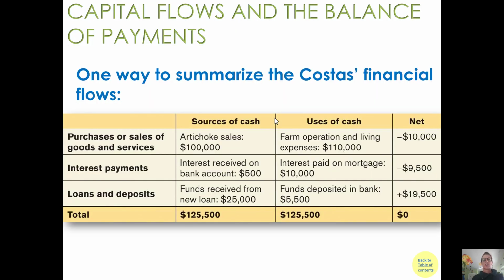So one way to summarize the Costas' financial flows is this way. They've got sources of cash, uses of cash, and net. We think about it in terms of purchasing goods and services. This would be akin to imports and exports, right? We've got interest payments between this family and other businesses or families, and a country has the same thing. And there's loans and deposits, right, which is another form of investment.